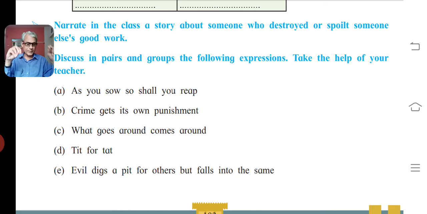All these expressions mean that when a person acts with a certain intention, the results will be the same as the action. If the intentions are good, the person will get the rewards. If the intentions are evil, then the person will be punished.